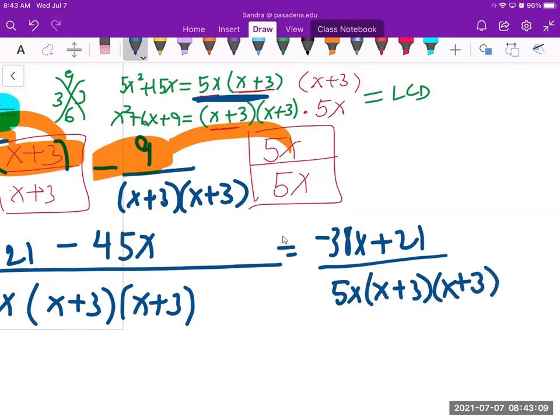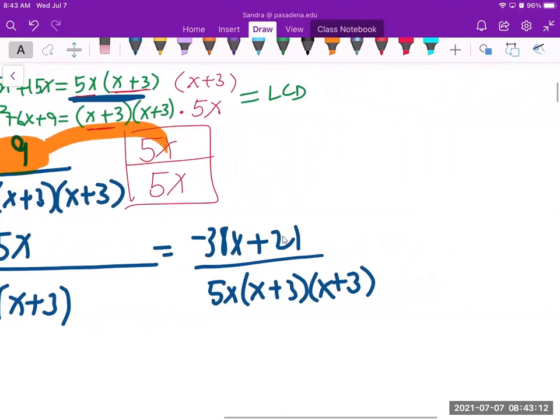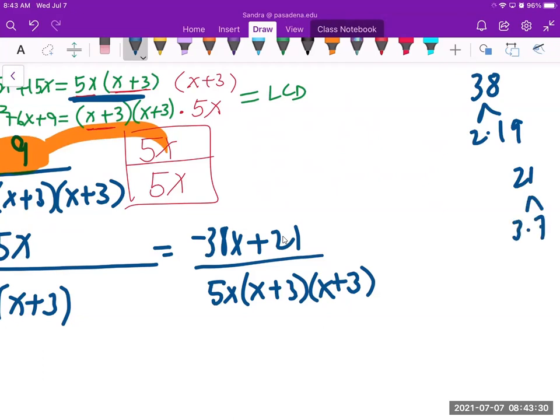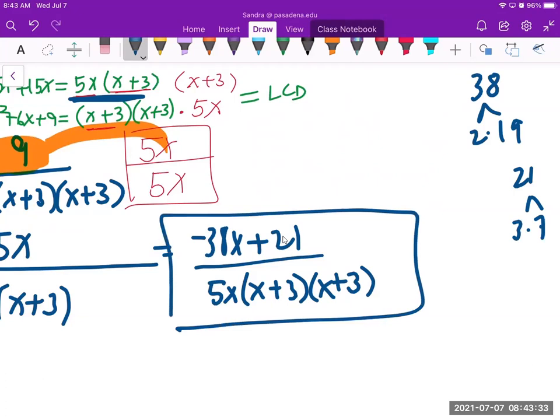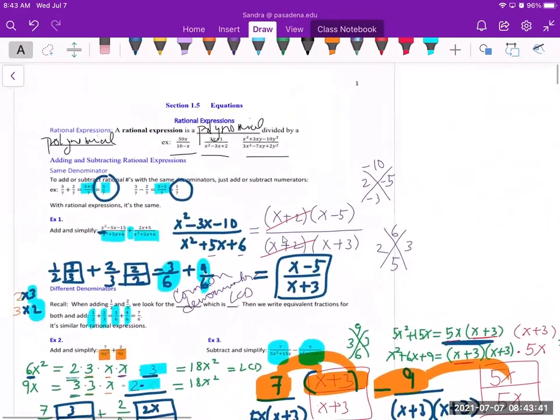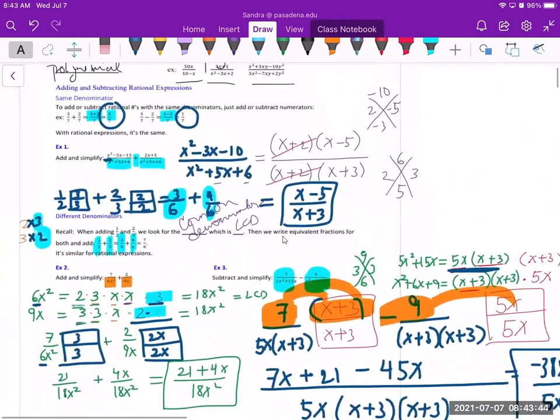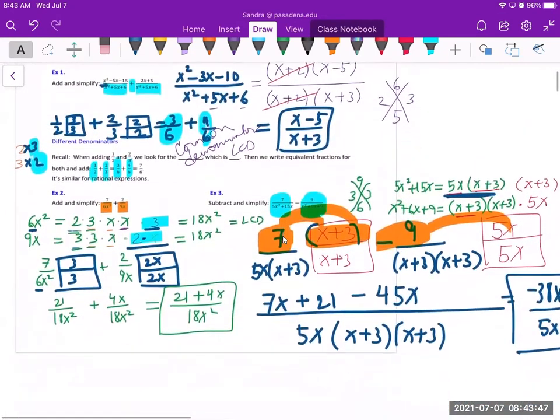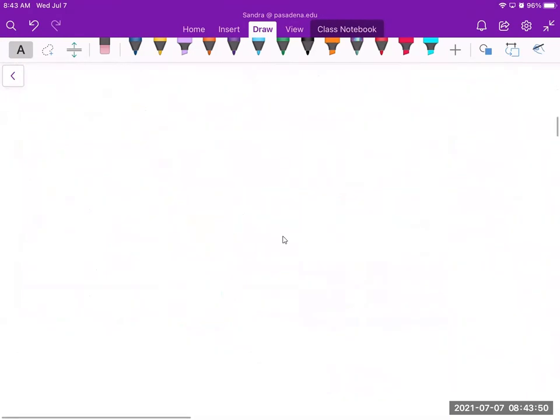Now, is it possible for me to simplify this more? Well, 38 is only divisible by 2 and 19. But 21 is 3 and 7. They don't have anything in common, so this will be my final answer right here. Okay, this is the way you are going to be working with simplifying rational expressions. Now you can take a little break and try some of these problems in section 1.5.